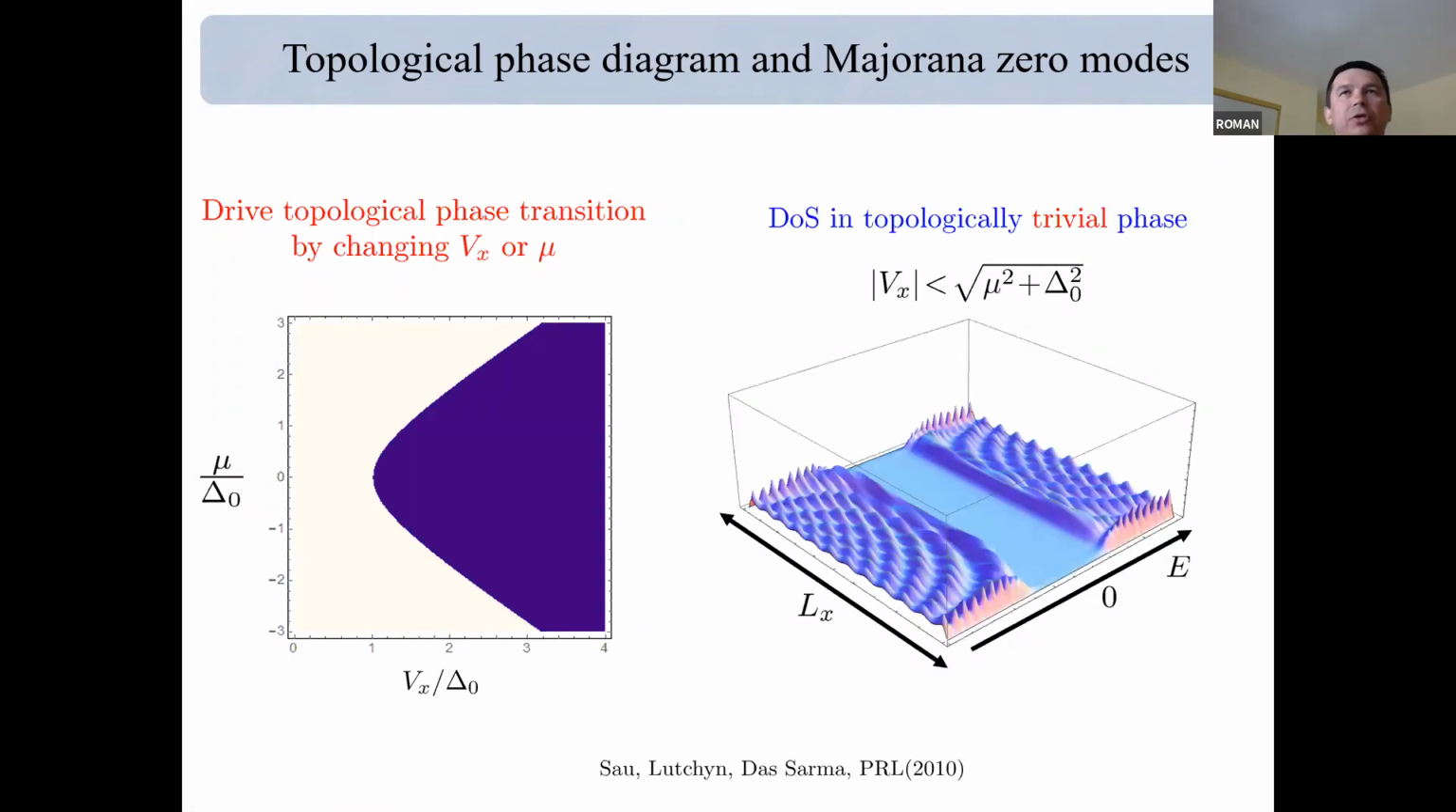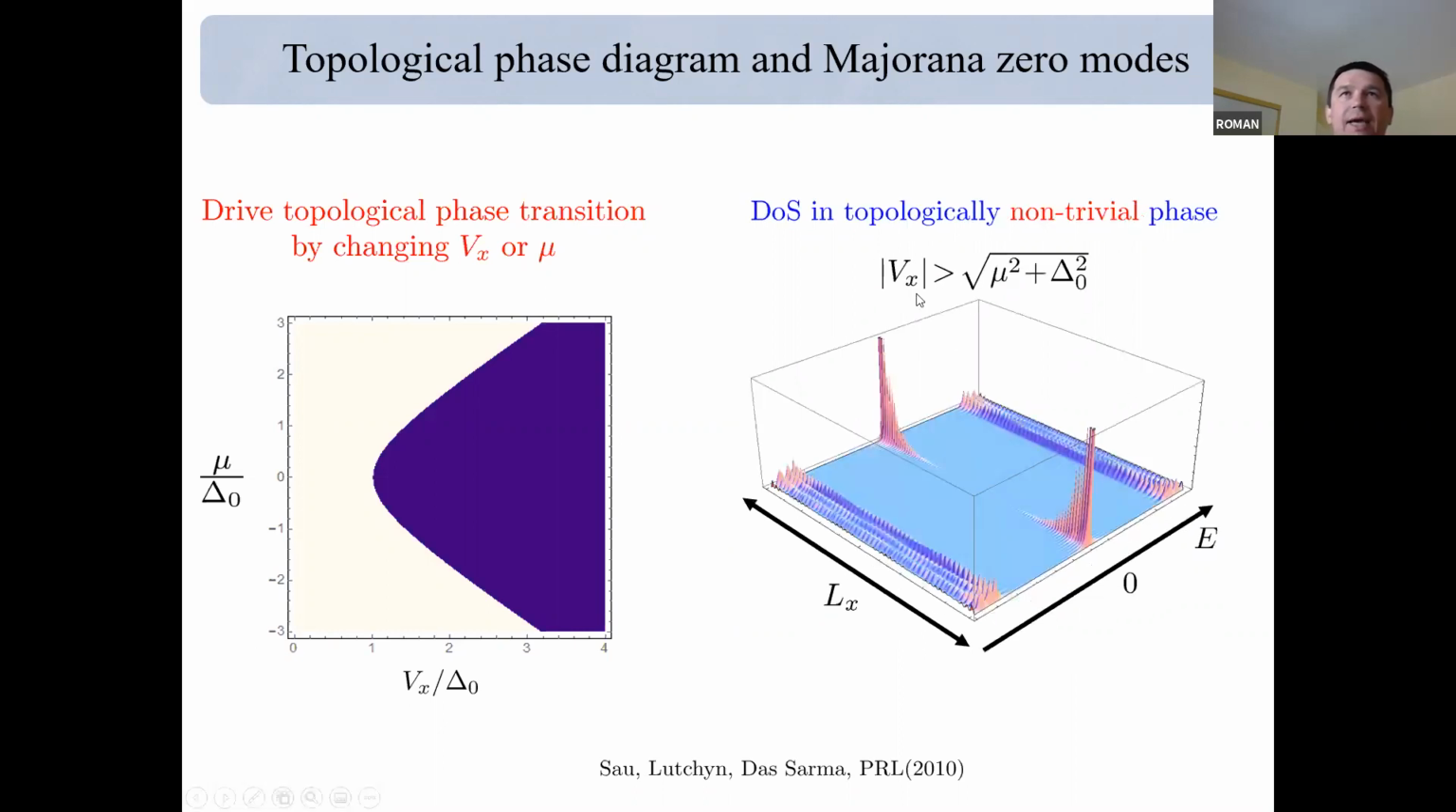And indeed, if you look at the local density of states, so this is density of states as a function of the length of the wire and energy. In the trivial phase, we find that within the gap, there are basically no subgap states. These are above-the-gap excitations. Whereas if we go to the topological phase, where Vx is larger than this parameter, we see states at the opposite ends of the wire at zero energy.